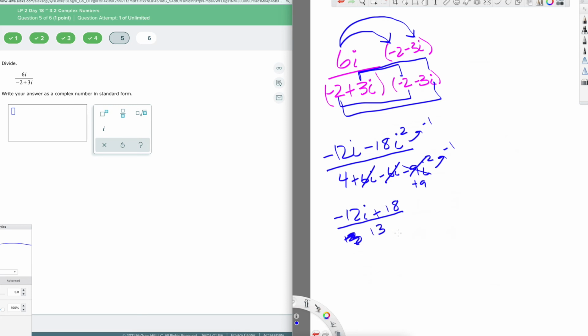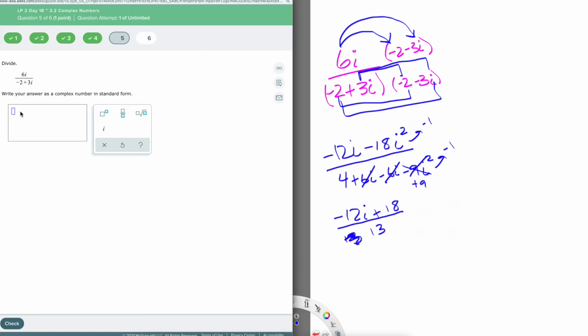So this is rationalized. This is what we want to do. We want to move that imaginary number from the bottom to the top. 12i plus 18. And I want to make sure the entire thing is divided by 13.